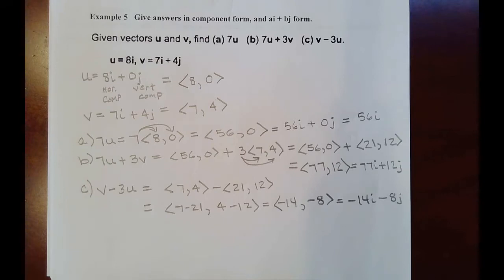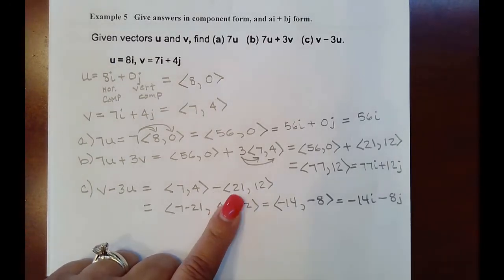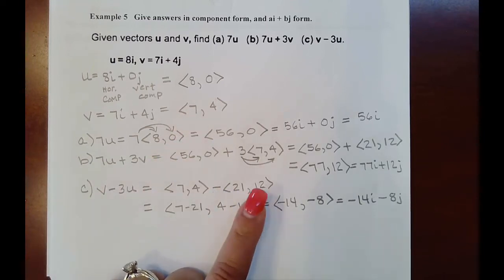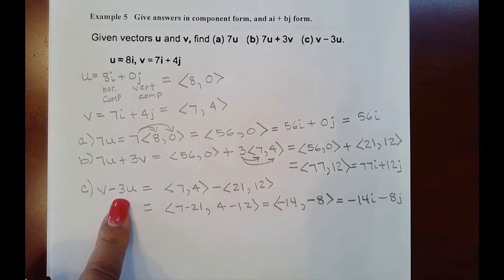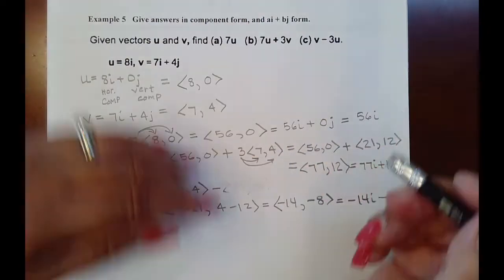Then for part C, we had a 7, 4, and then we were subtracting 3 times u. And let me make sure that I think I grabbed 3v here, so I need to fix this. Okay, so this was v. V was 7, 4. And then right here, I have a mistake. I was supposed to do 3 times u, and I did 3 times v. So 3 times u would be the following. Let's correct that before I move on.